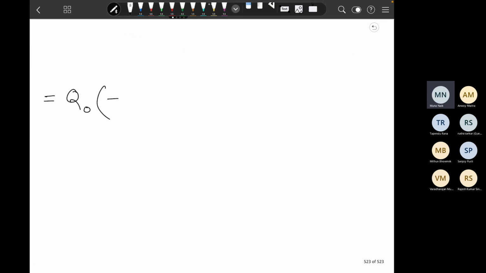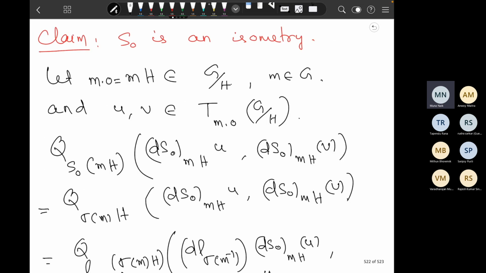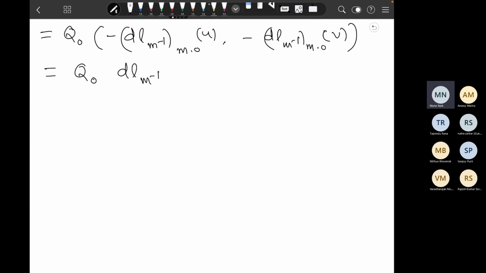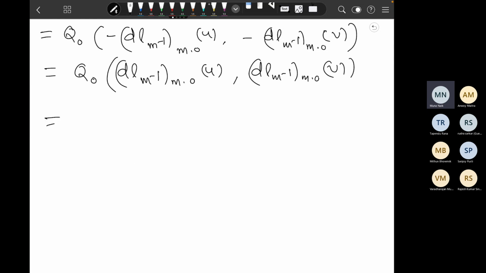So that will give you Q naught of minus dLM inverse M dot O U, minus dLM inverse M dot O V. That will be the same thing as Q naught of dLM inverse M dot O U, dLM inverse M dot O V. Now since this Riemannian metric is G invariant, this will be Q of M dot O U, V, which is really Q of MH.